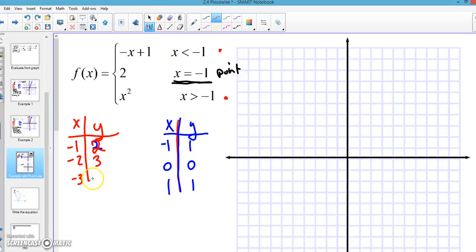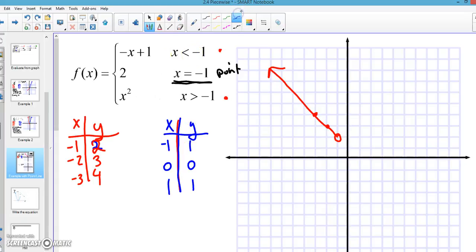(2, 3). Put those points on here. So (-1, 2), not including it, would be an open circle. (-2, 3). (-3, 4). And it would get an arrow because it's going on and on forever. There's not another boundary here.